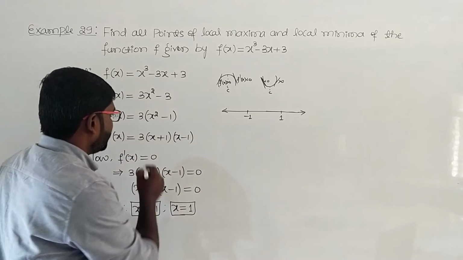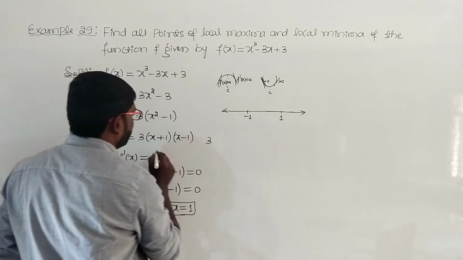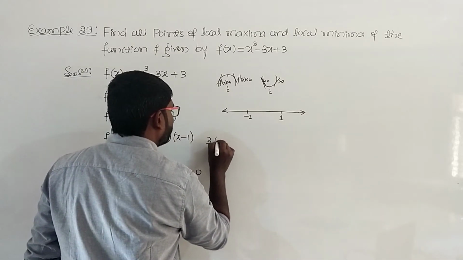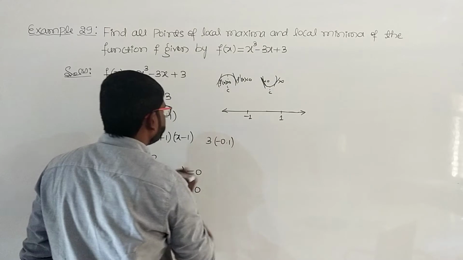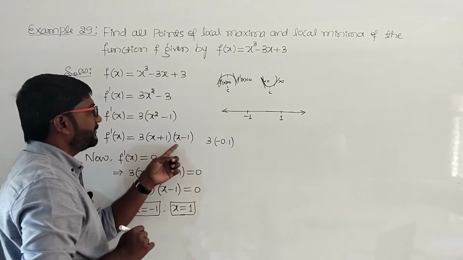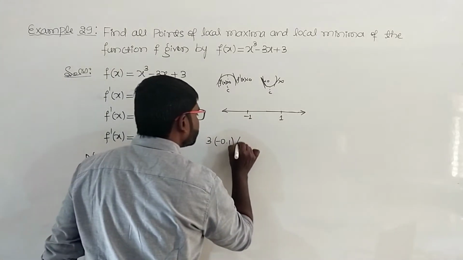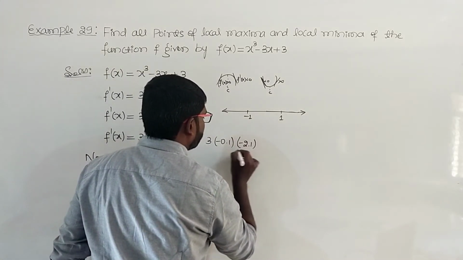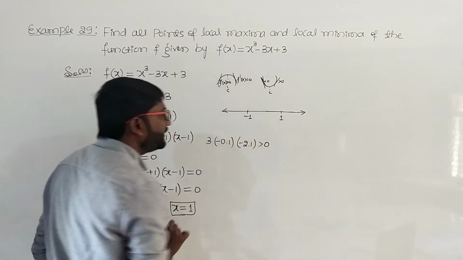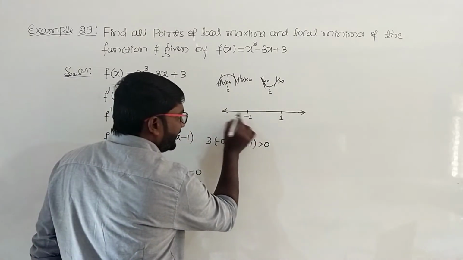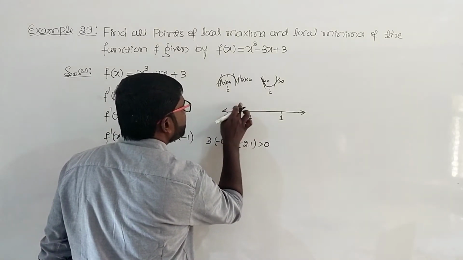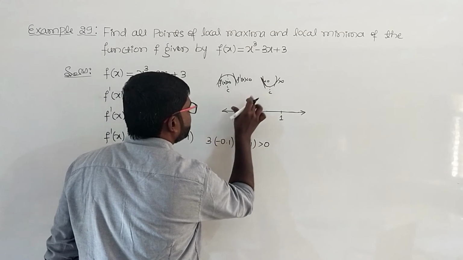So here 3 into minus 1.1 plus 1 will be minus 0.1, and then minus 1.1 minus 1 will be minus 2.1. Minus into minus will be plus. This entire product is going to be greater than 0. So to the left of minus 1, it is greater than 0, which means I can write plus.